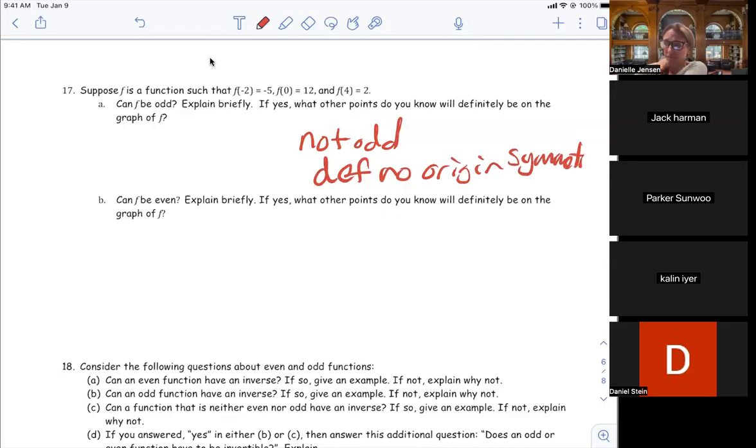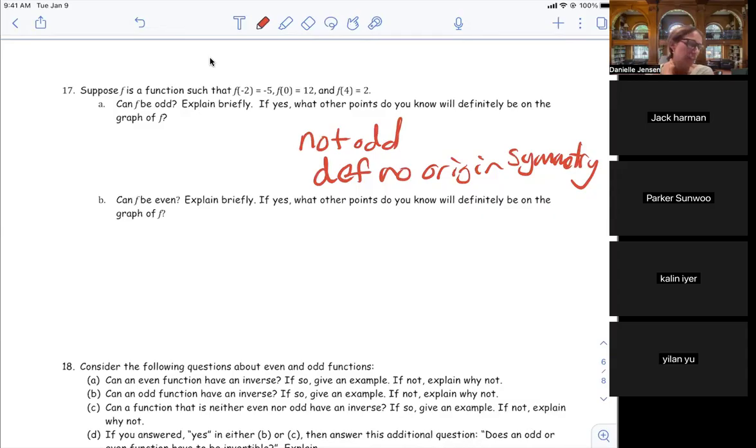Could it be even though? Yeah. It could be. We just don't have enough information. If I had given you that f of -4 is like 5, then you would say no. Because if it was even, the opposite sign of the input would result in the same output. But I don't give you enough information. So it certainly could be even, but it could not be even. We just don't have the points to tell us.